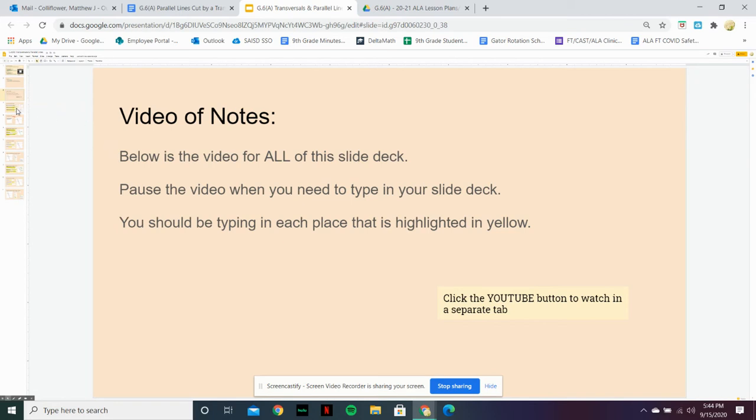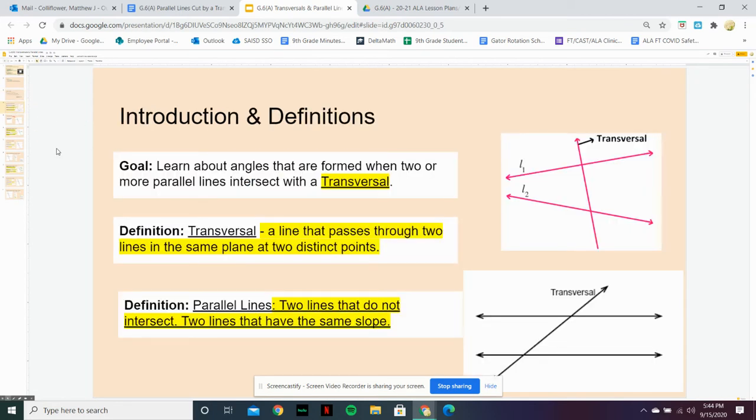And let's begin. So, let's introduce our topic for today. Our goal is to learn about angles that are formed when two or more parallel lines intersect with a transversal.